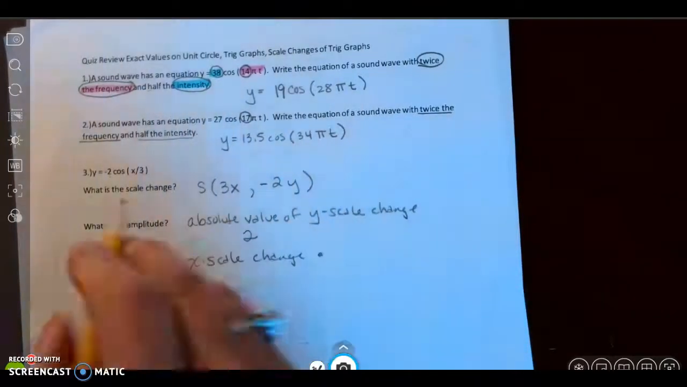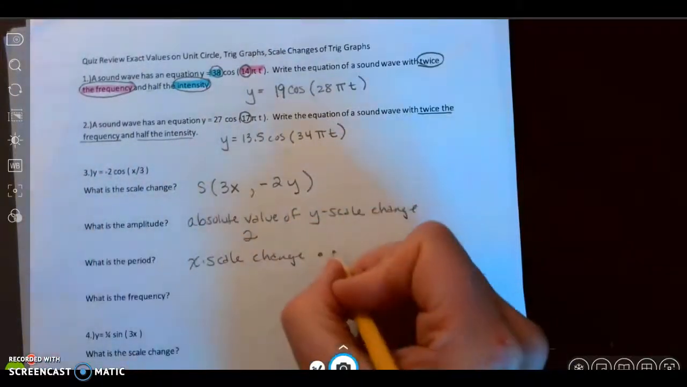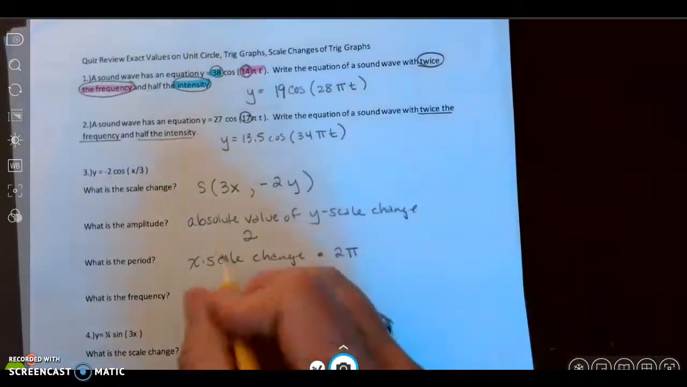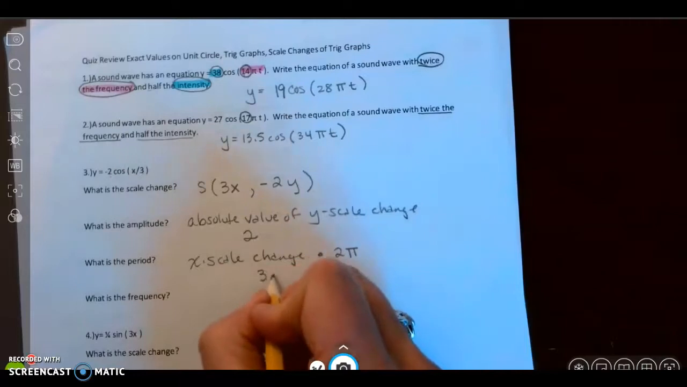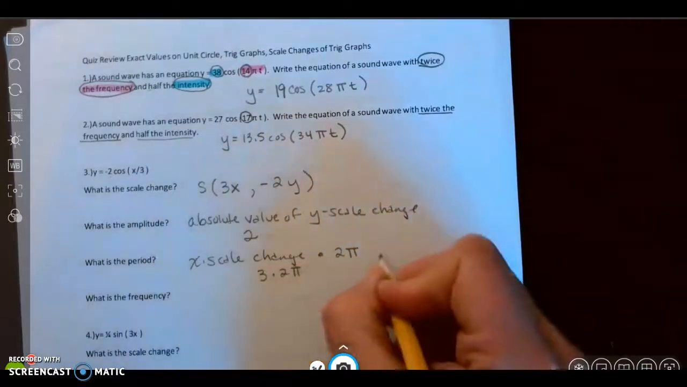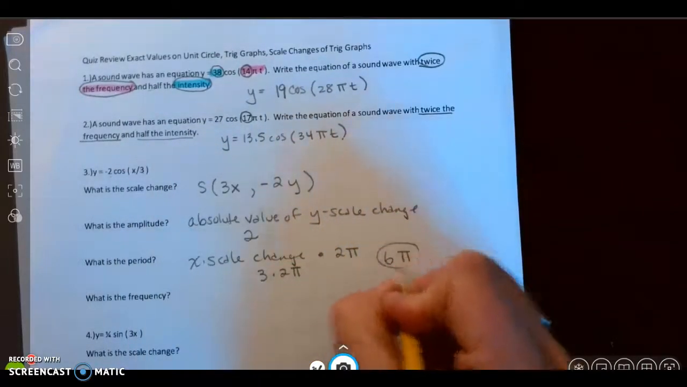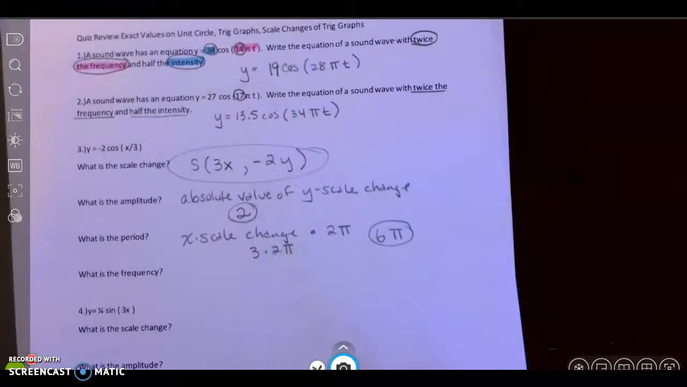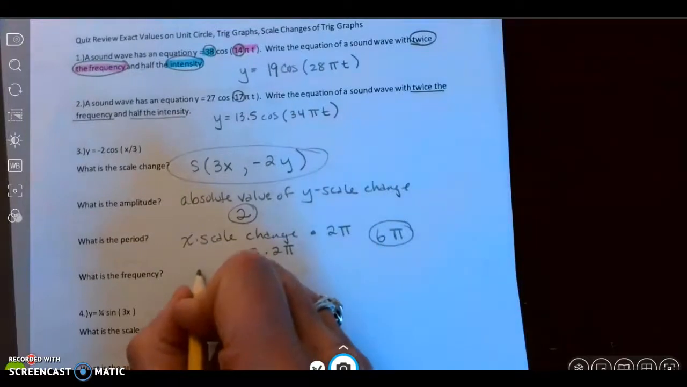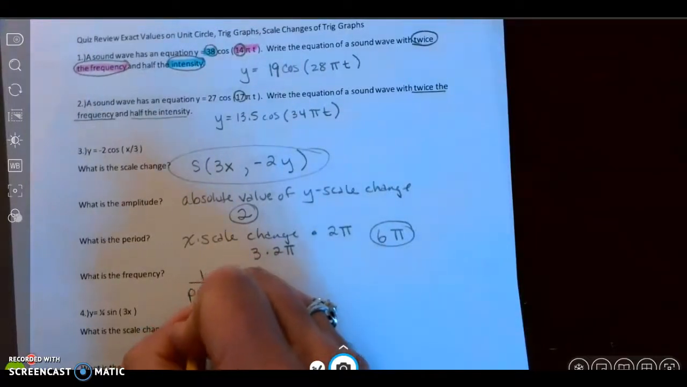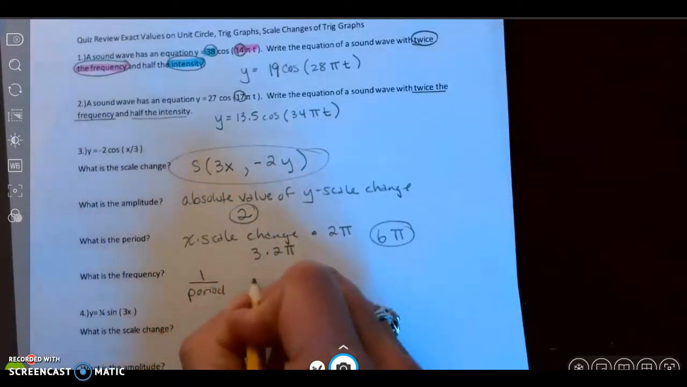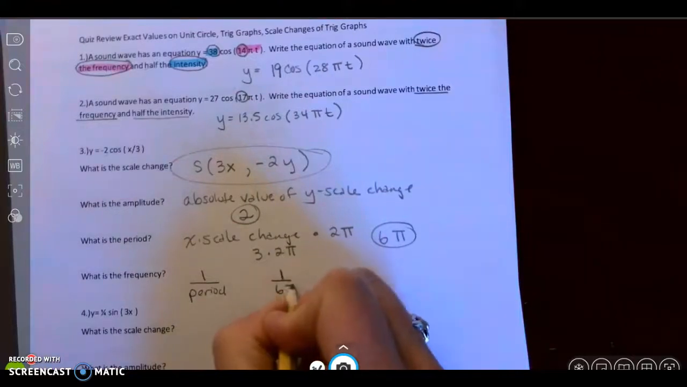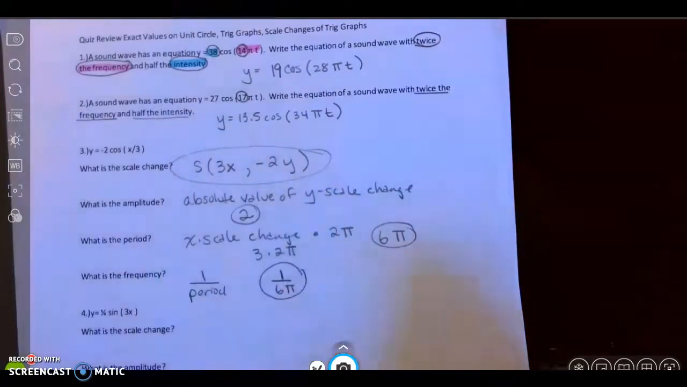times, and for cosine, a normal period is 2 pi. So this is going to be 3 times 2 pi, which is 6 pi. Let's circle my final answers. Okay. What is the frequency? Remember, frequency is always 1 divided by the period. So that would be 1 divided by 6 pi.